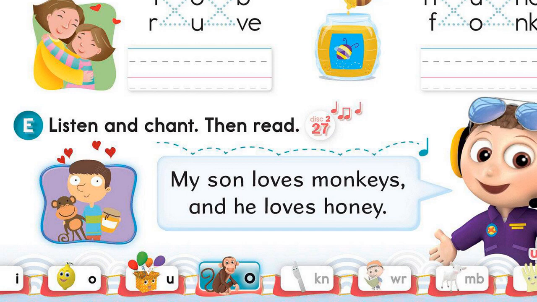My son loves monkeys. And he loves honey.